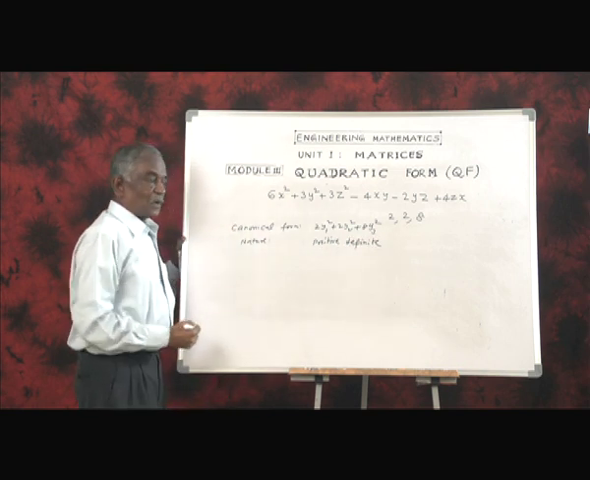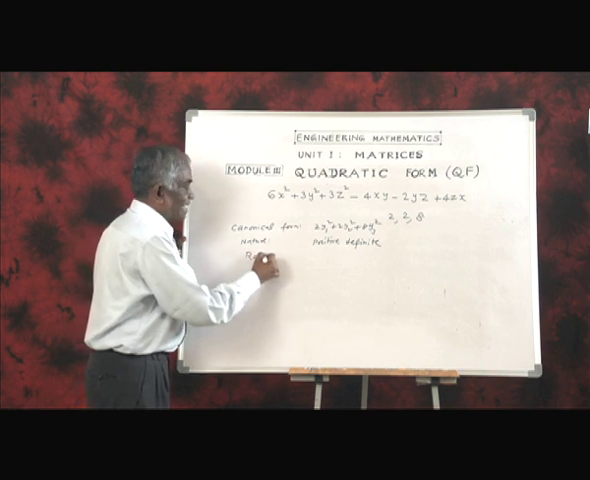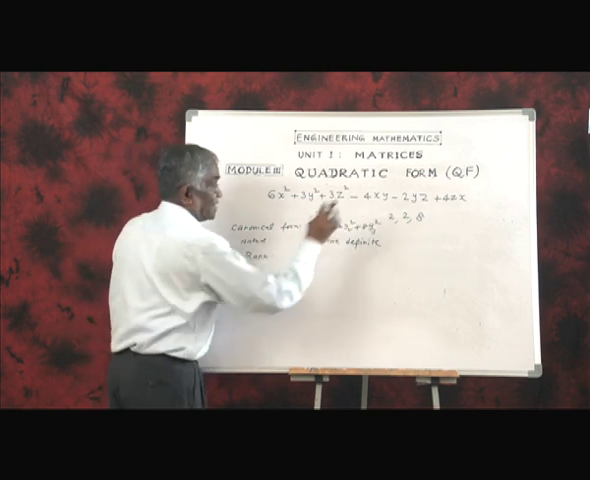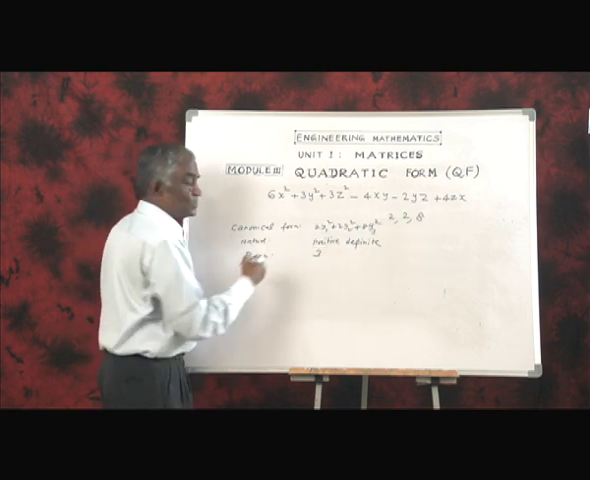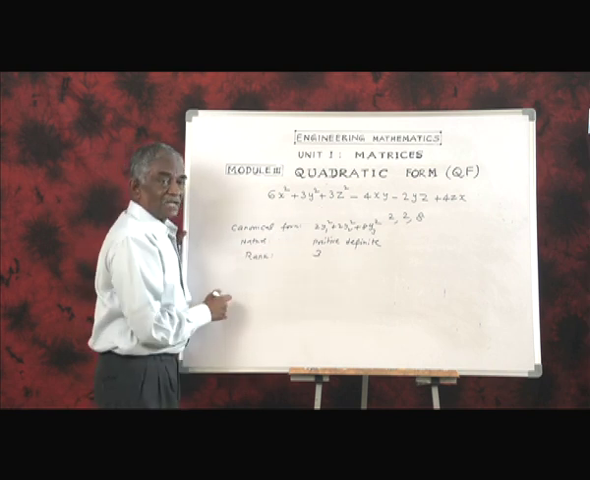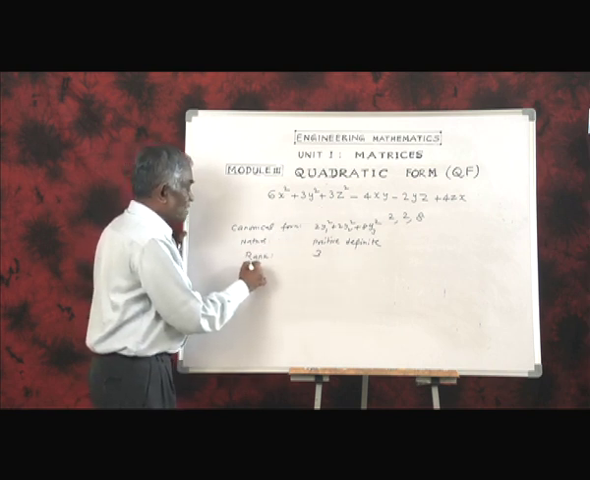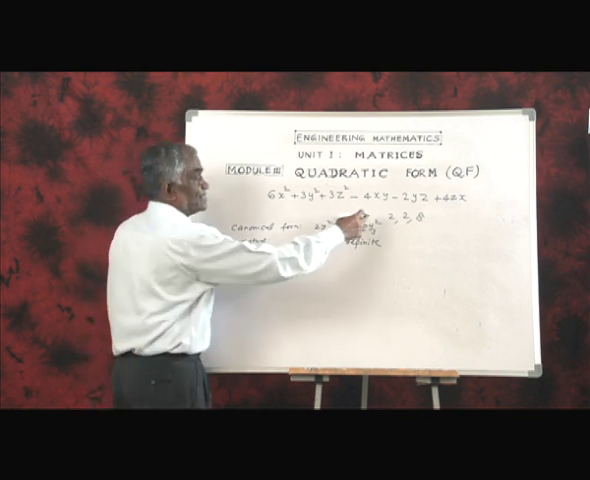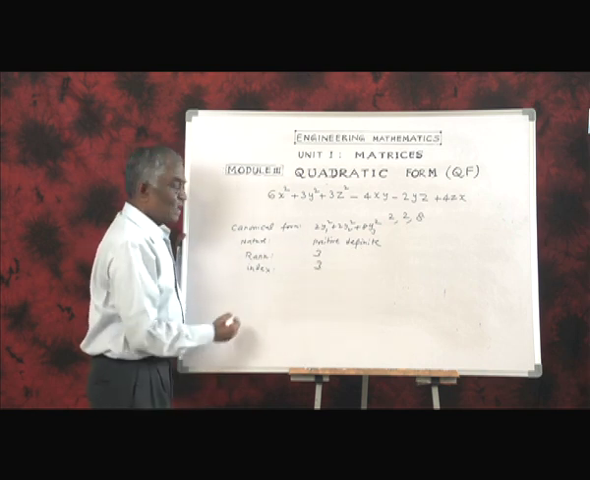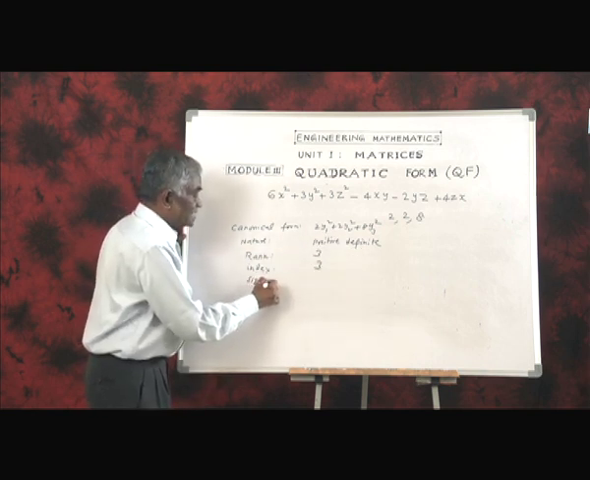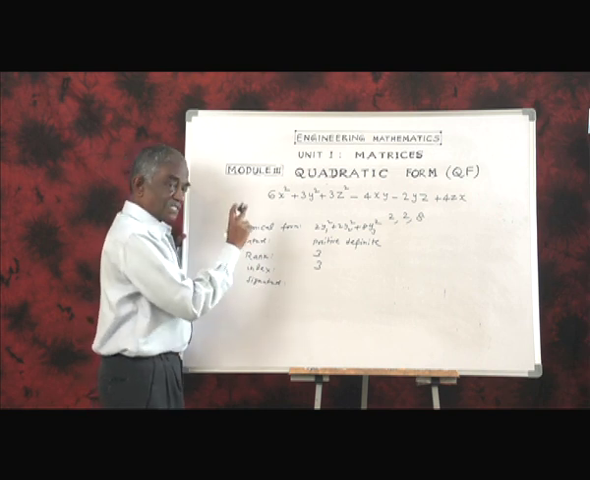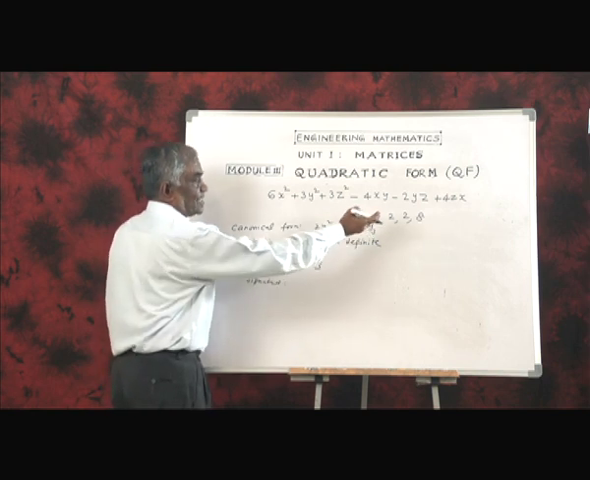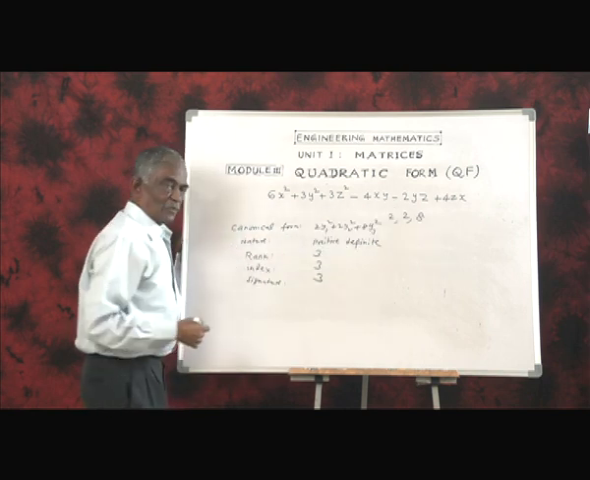Then third, the rank of the matrix. I told you the rank of the matrix is the number of non-zero eigenvalues. All the eigenvalues are non-zero, so rank is equal to 3. Next is the index. Index is the number of positive eigenvalues; all are positive, therefore that is also 3. Then signature: the number of positive eigenvalues minus the number of negative eigenvalues. There is no negative eigenvalue, so that is 0. So 3 minus 0, that is also 3.